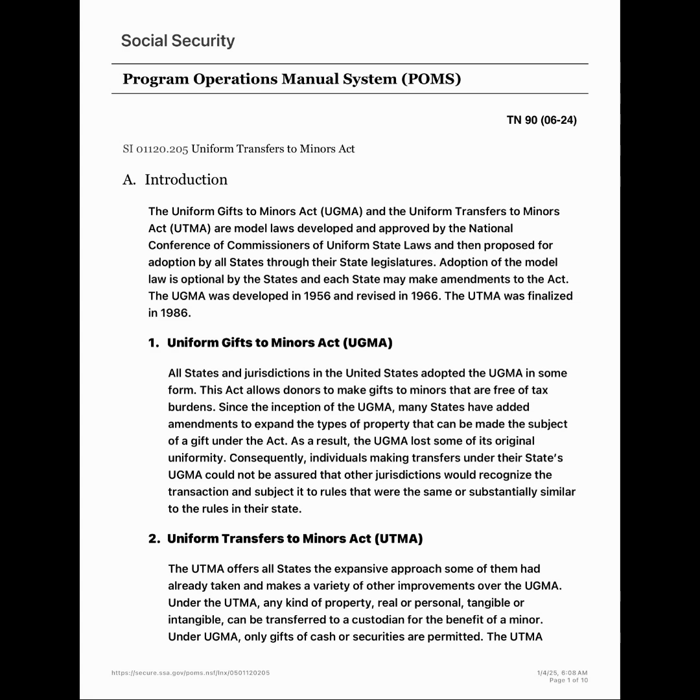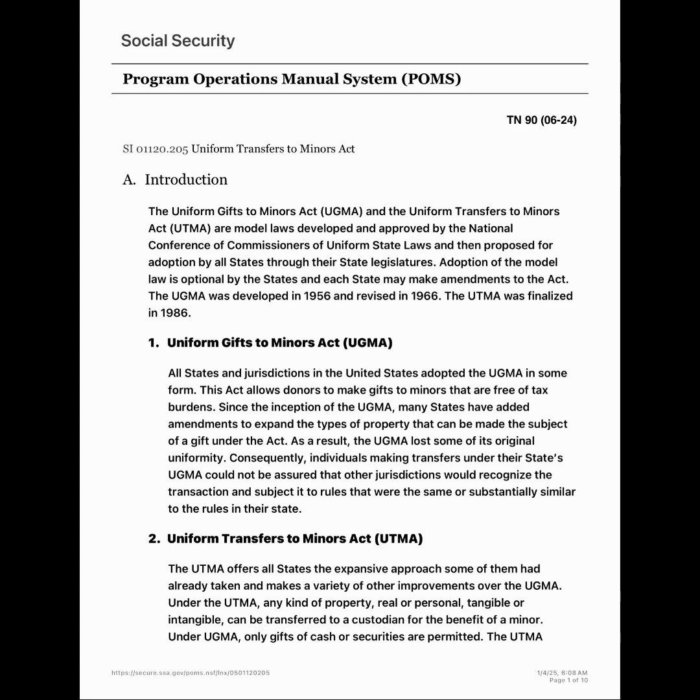The document mentions both the Uniform Gifts to Minors Act, UGMA, and the UTMA. What's the difference? The UGMA, predating the UTMA, was more restrictive, primarily allowing gifts of cash or securities. The UTMA, finalized in 1986, broadened the scope significantly, encompassing virtually any type of property. So UTMA is a more comprehensive and flexible approach? Precisely. It allows for a wider range of transfers, including payments of debts owed to a minor and transfers from trusts or estates. This flexibility, however, adds to the complexity of its interaction with SSI.